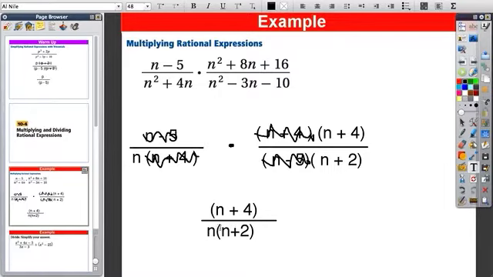Sometimes you can multiply, sometimes they ask you to put it in the simplest form, and that's to multiply the n inside. So n times n is n squared, and n times 2 is 2n. And that would be your answer. But I'm going to leave it this way. So this is your answer for that one.